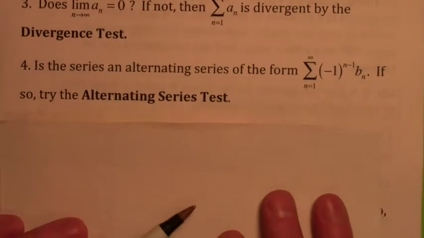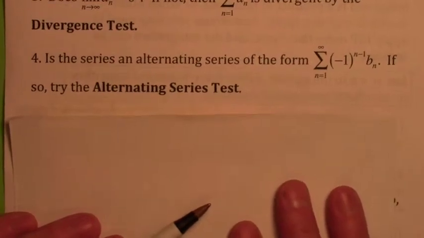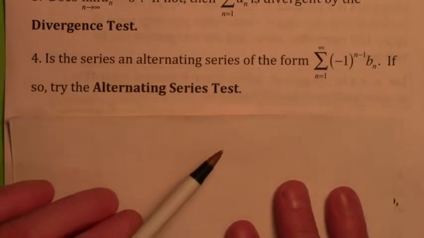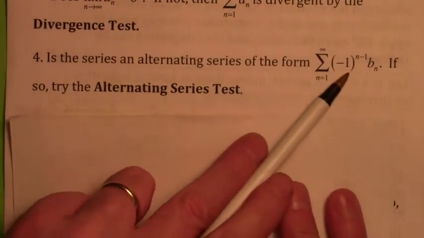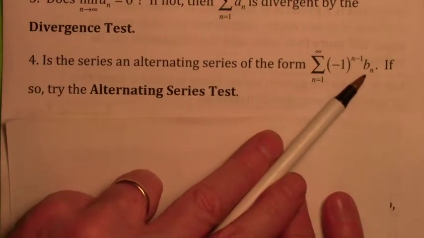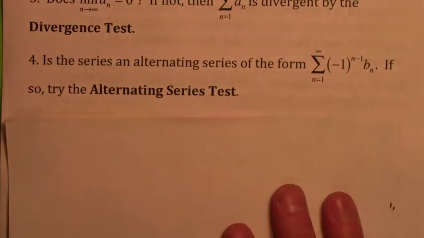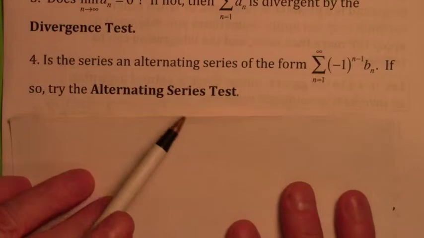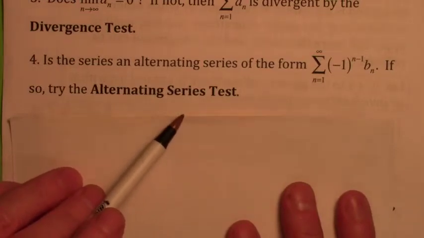If you're lucky enough to have an alternating series, and all you're asking is the question, does the series converge? Then you could jump right to the alternating series test. You look at the b sub n's, and you want to make sure they're monotonic decreasing. And you also look at the limit as n goes to infinity of the b sub n's. If the limit is 0, then you know you have a convergent series.